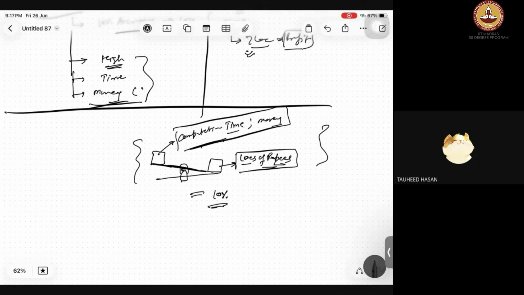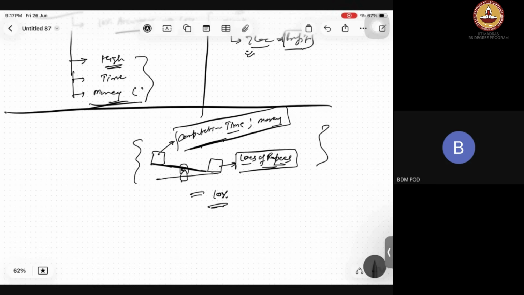Yes, sir, it is clear. Great, great. So up till now, you understand the concept of opportunity cost, right? You understand the concept of production functions, right?